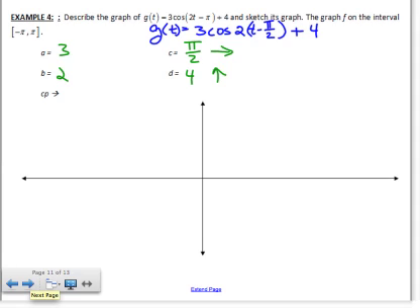B is 2. That means our period for this function is 2 pi over B. So our period is pi. So one cycle is going to happen in pi units. Again, remember, this tells you how many cycles in the standard 2 pi interval will occur. And our critical points are period divided by 4.